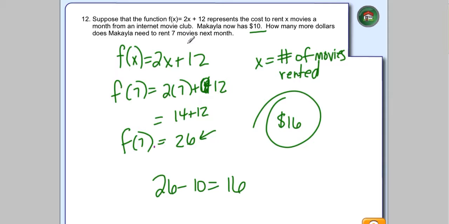Now we talked about this earlier, but what would the slope represent in this problem? It would mean $2 per movie, because if she rented 7 movies, she's paying $14 to rent those movies. This $12 was like a flat fee, like a membership fee. So you might have questions that ask you to interpret the slope or y-intercept. That's kind of how you do it in context of the problem. But this answer would be 16.